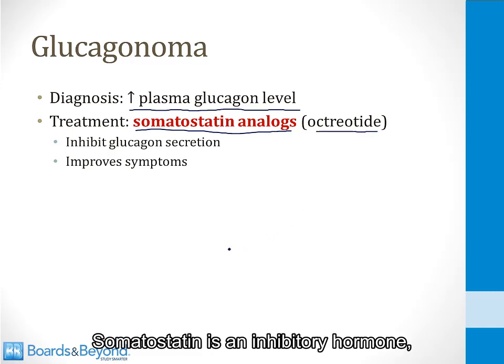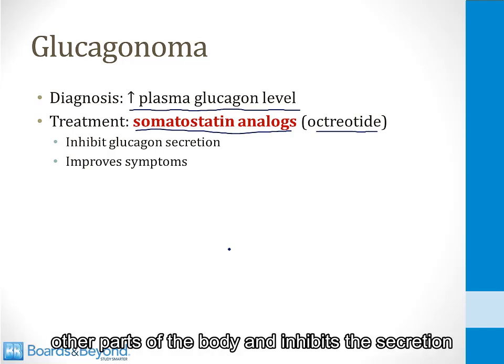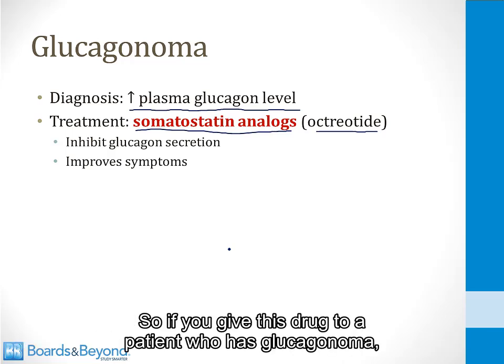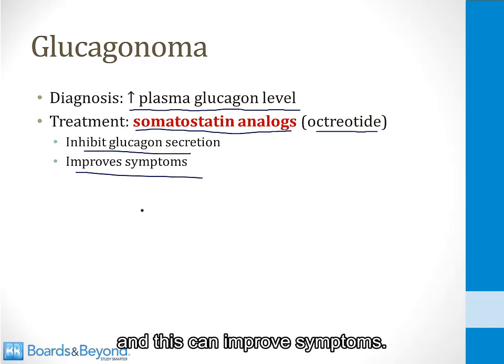Somatostatin is an inhibitory hormone. It's produced by the intestine and the pancreas and many other parts of the body, and it inhibits the secretion of many different types of hormones, including glucagon. So if you give this drug to a patient who has a glucagonoma, you will inhibit glucagon secretion from the tumor, and this can improve symptoms.